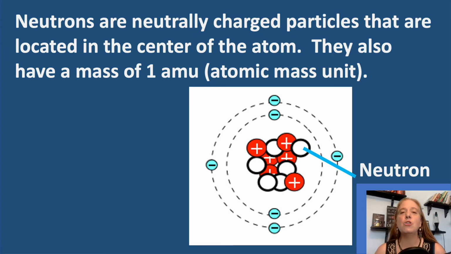Neutrons are neutrally charged particles, which means they have no charge. They're also located in the center along with the protons, so they're located in that nucleus. And just like protons, they also have a mass of 1 AMU. So neutrons usually do not have any symbol written on them because they do have that neutral charge.